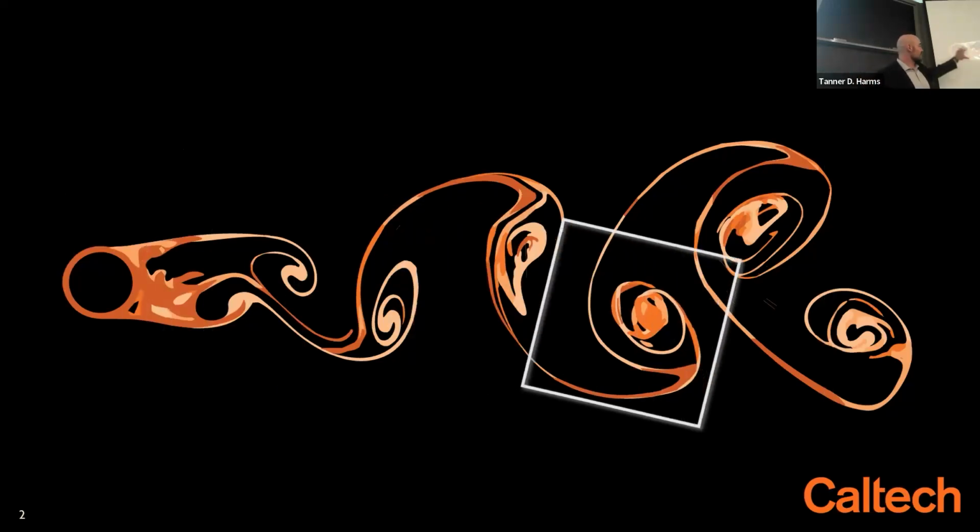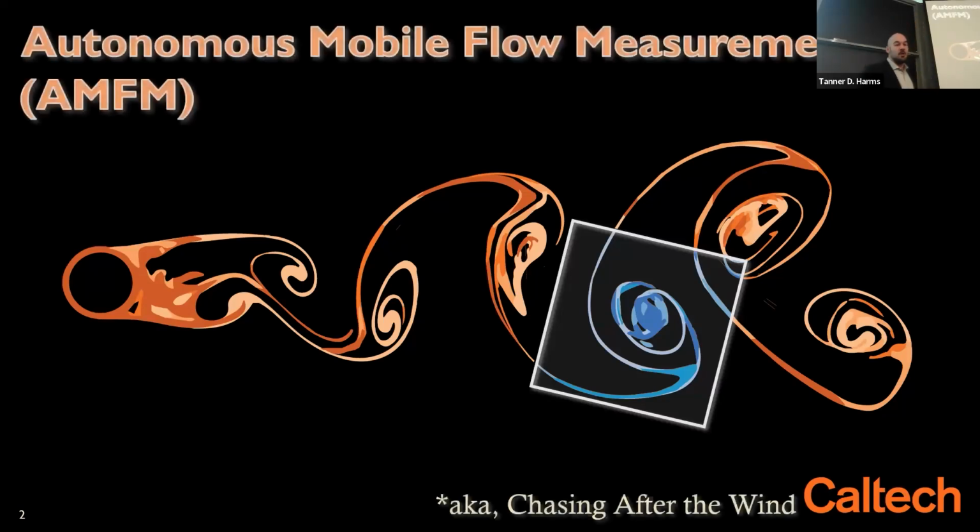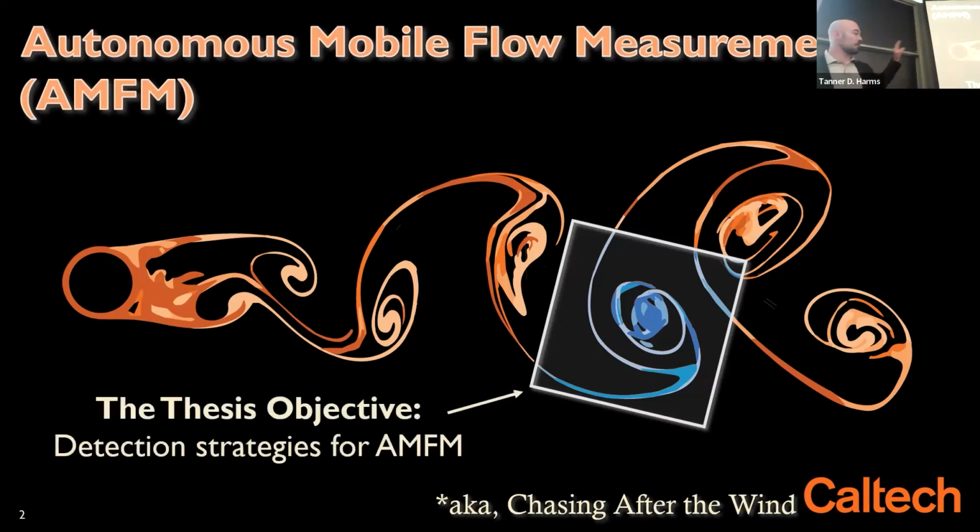Instead of looking at one area and keeping it fixed, we'd like to take a camera and find something important in the flow and follow it as it evolves in time. So we're calling this autonomous mobile flow measurements, or autonomous mobile flow field measurements. And colloquially, I'm calling it chasing after the wind. Now, my job here is to try and come up with detection strategies that are amenable to this problem. And that's what we're going to talk about today.